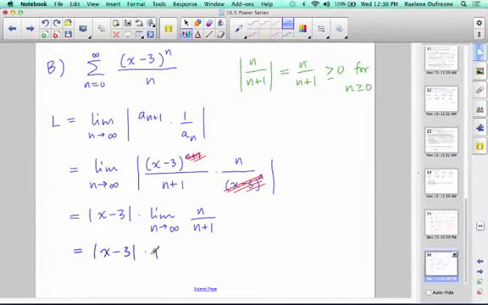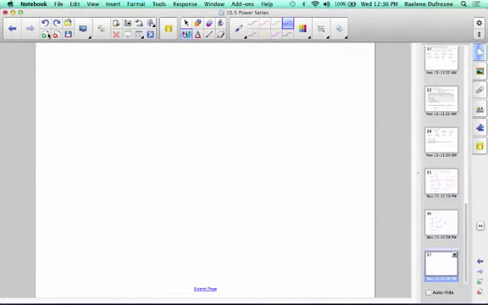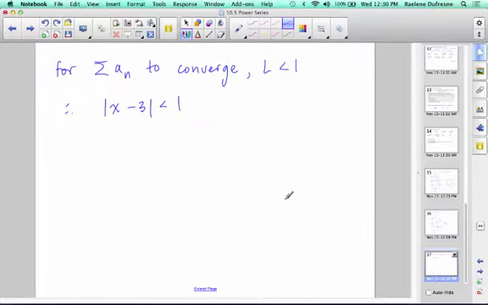And so what we're finding then is that we have a variable value for L, and L is equal to the absolute value of x minus 3. And so we know that for our series to converge, L has to be less than 1. Therefore, the absolute value of x minus 3 must be less than 1.